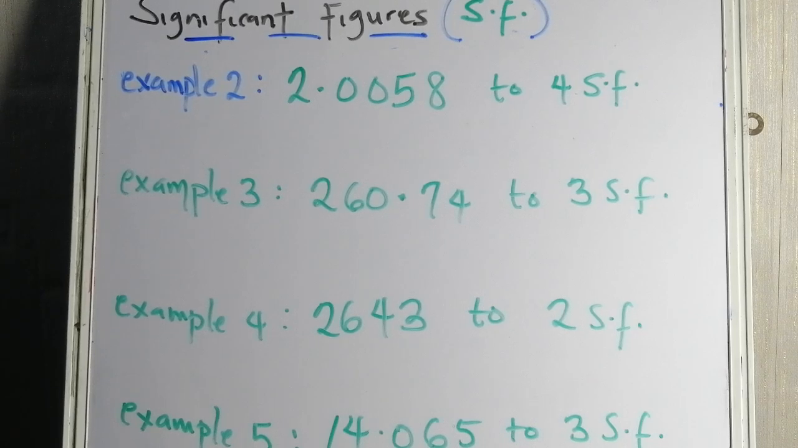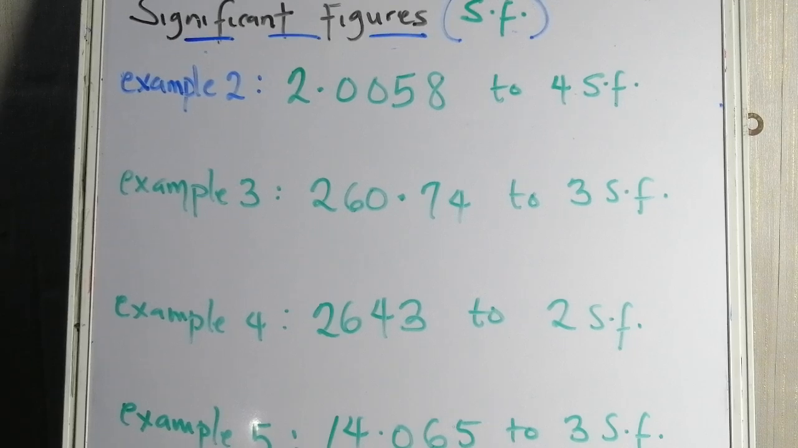Very key. So example 2, you have 2.0058 to 4 significant figures. Very simple. Now we are starting with 2. The question you need to ask yourself is, is 2 a non-zero digit? Yes, because it's greater than or equal to 1. So you are starting with a 2, and you start counting from there for significant figures.